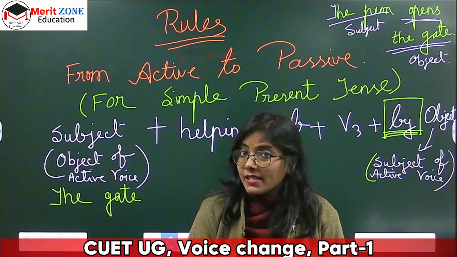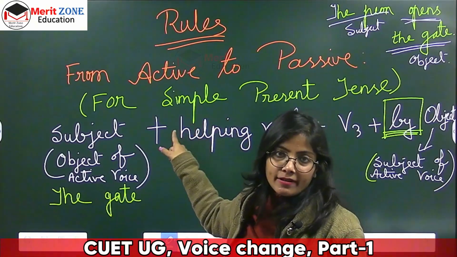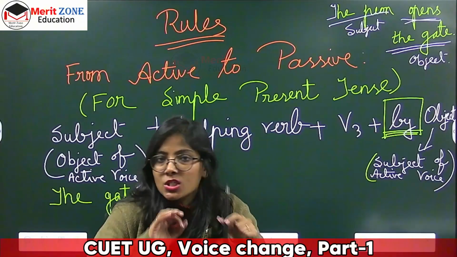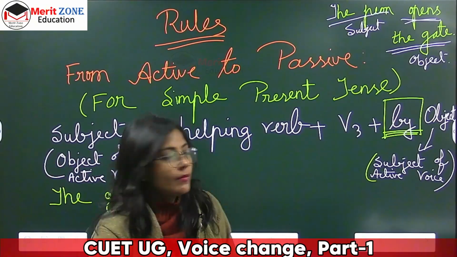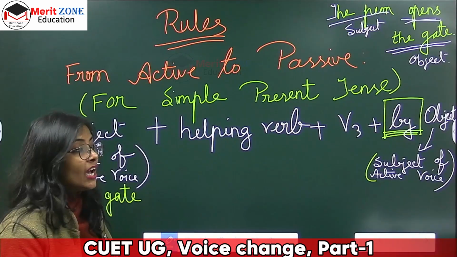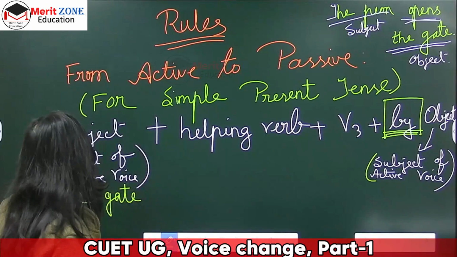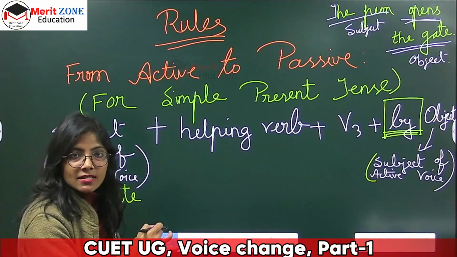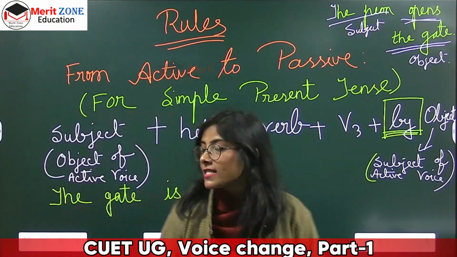Is. Why is? Why not was? Because we are talking only about present tense, right? So no was, no were, no had. It's only about is, am, are, because it is present tense. So you have to be very careful about tense also when you are doing voice change. So the gate is. The helping verb will be is, because this is in present tense and gate is singular number.